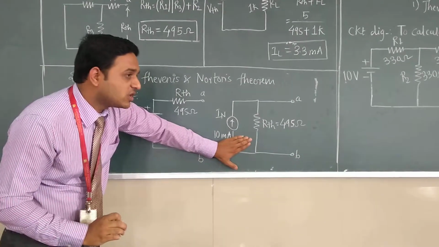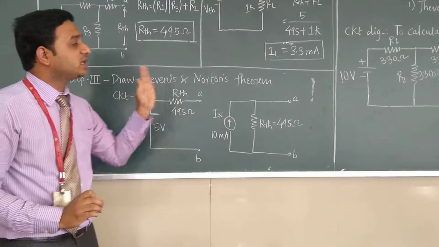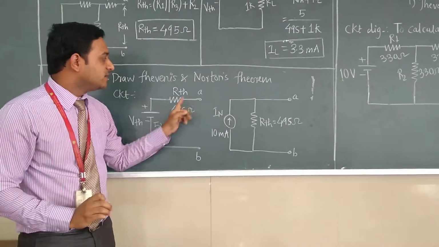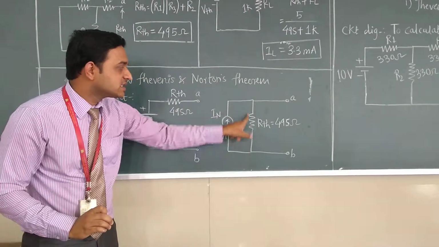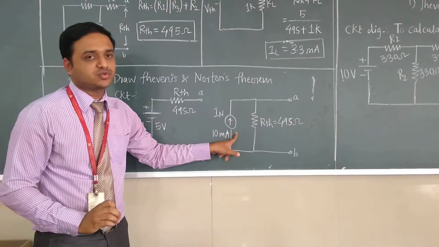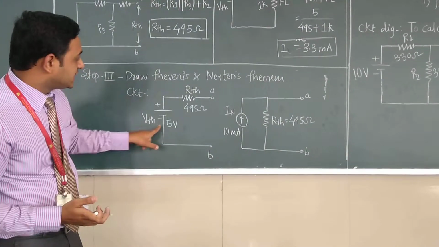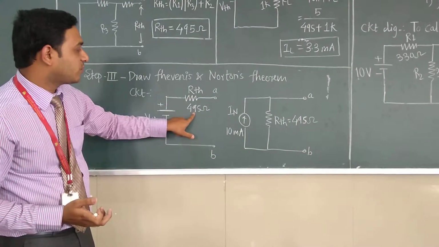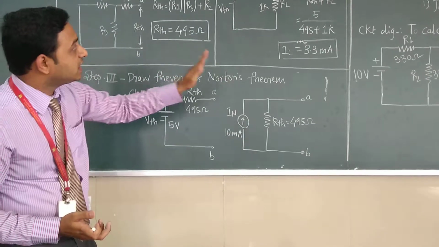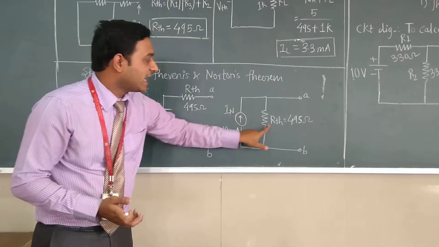As we observe, the voltage source is just converted into the current source, and the resistors are connected in parallel with the current source according to the basic rules. So what we get: VTH is equal to 5 volt, RTH is equal to 495 ohm, and if we are converting into the Norton theorem, IN we get 10 milliampere and RTH is the same.